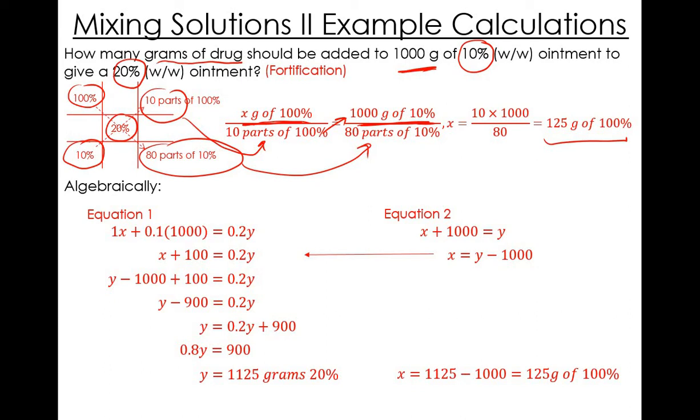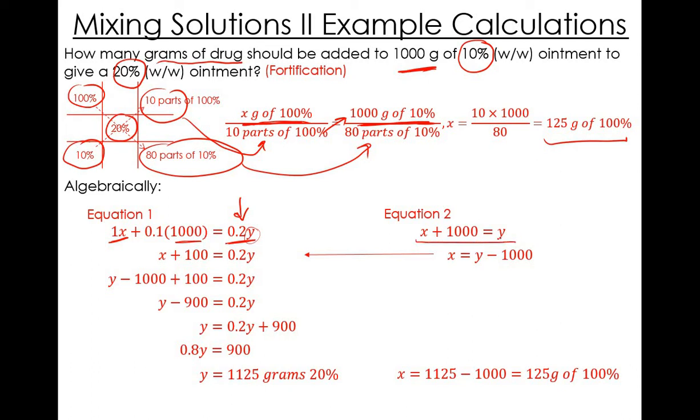And you can do this algebraically as well. You'd set up your two different equations where you have the 100% is just 1x, and you have the 10%. 10 times, we actually know the quantity there, so 0.1 times 1,000 grams, and then we have that equal to 20% ointment. So our desired is always over here on this other side of the equal sign, and so this is going to be 20% of a quantity we don't know yet. So x plus 0.1 times 1,000 is 100 equals 0.2y.